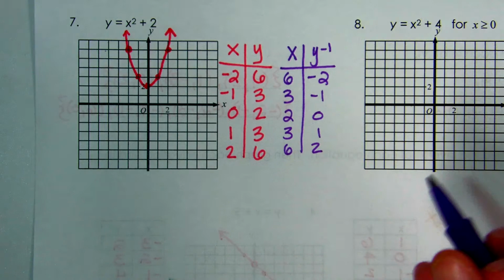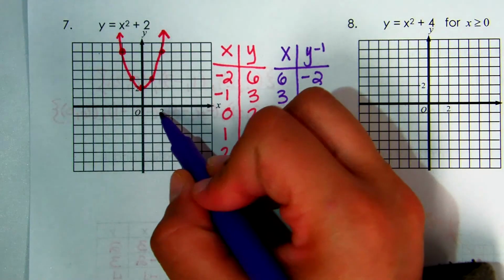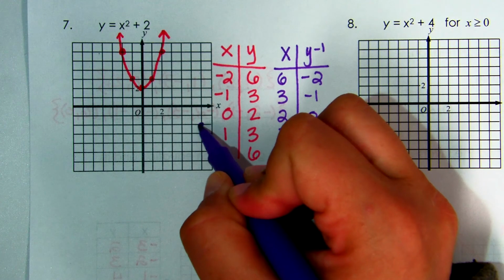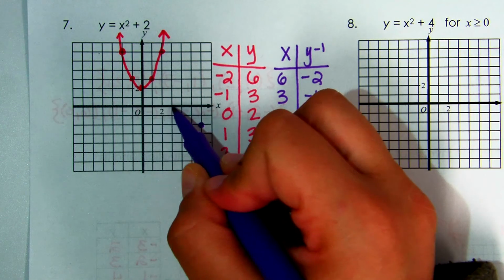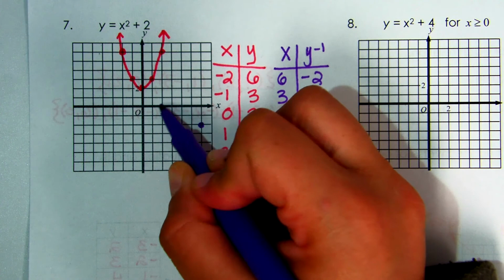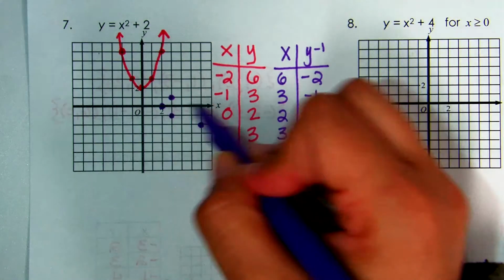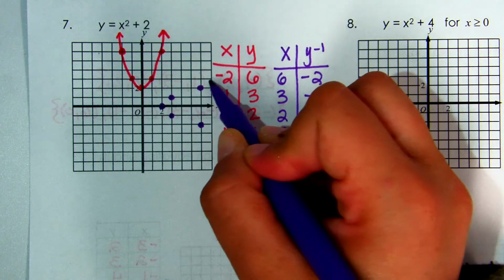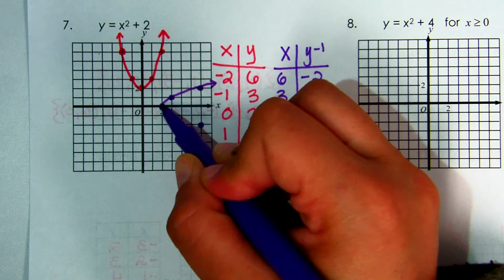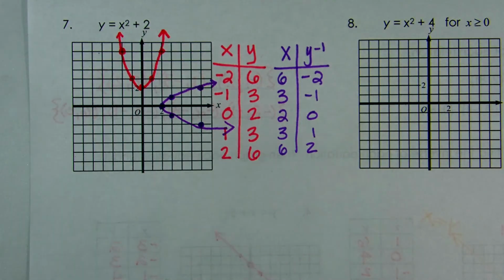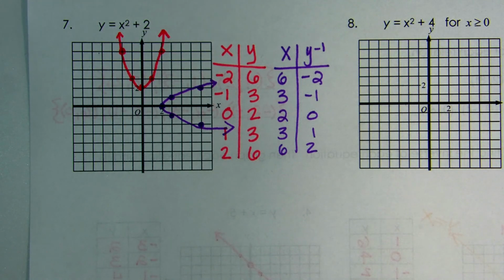I'm going to plot those points on my graph. 6, negative 2, 1, 2, 3, 4, 5, 6, down 2, 3, negative 1, 2, 0, 3, 1, and 6, 2. So this time my U is laid on its side because of the way that it reflects across my inverse line, which is y equals x.